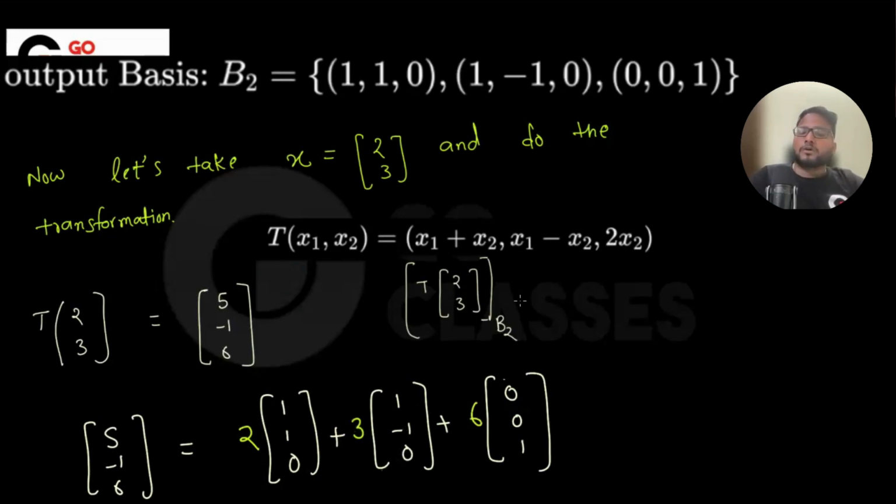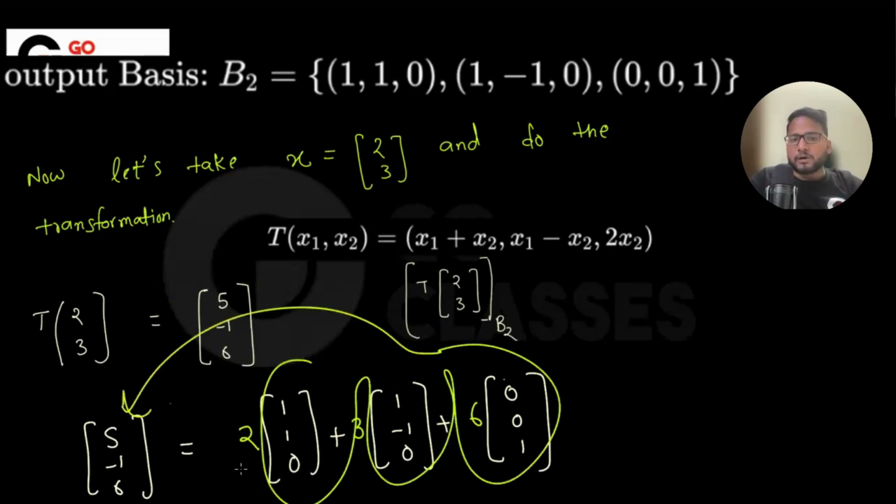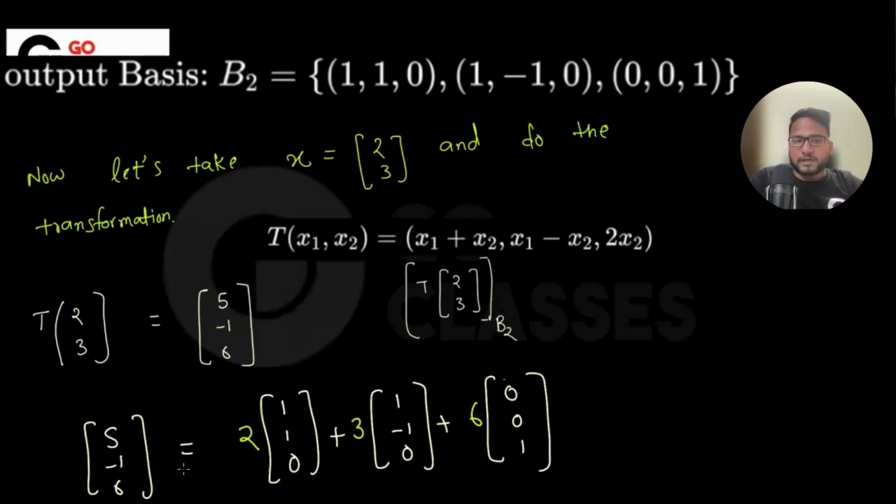Got it. So with respect to this, you can directly multiply with the B2 inverse. That is also fine. I mean, take the inverse of this, multiply, and then you will be getting these coordinates, the 2, 3, and 6. But that's fine. So basically, the final answer that we have got is 2 3 6.